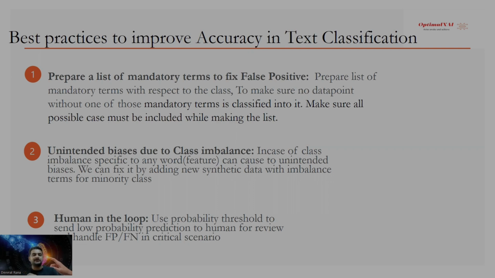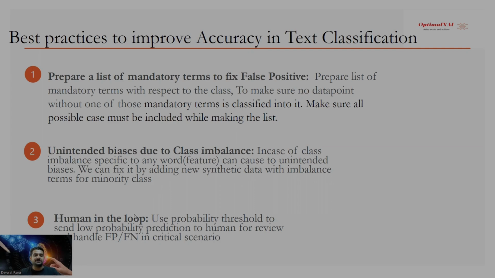The second one is unintended bias due to class imbalance. It happens that due to class imbalance, particular features or words can become biased toward particular categories. So how can we fix this? We can fix it by adding new synthetic data with the imbalanced features. We can create multiple data points with those terms or features, and then mark those data points with the minority class. In this way we fix this imbalance problem and the unintended bias in our data.